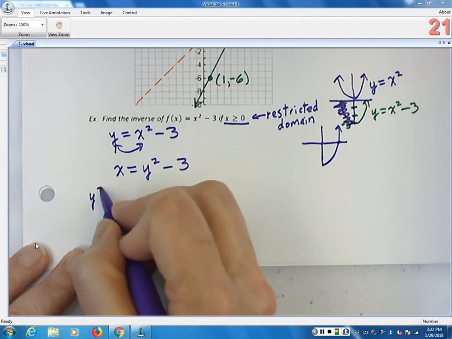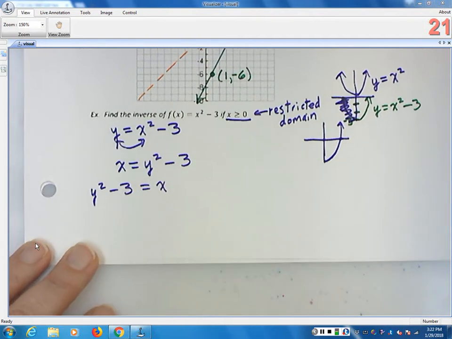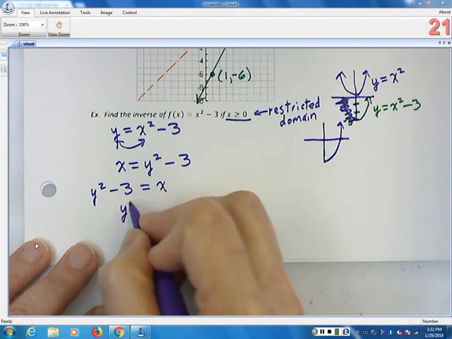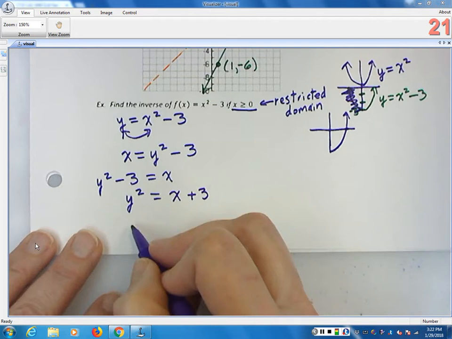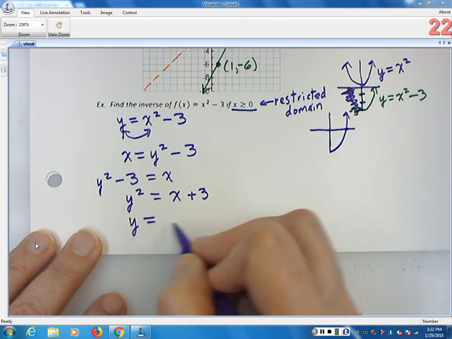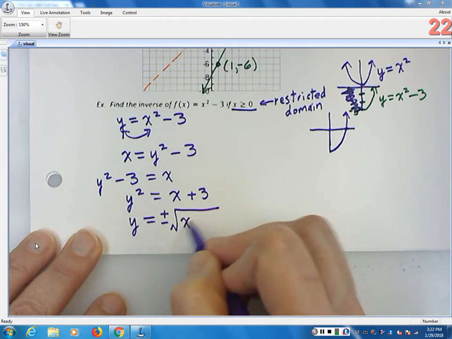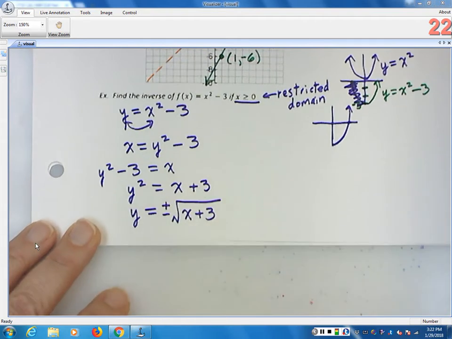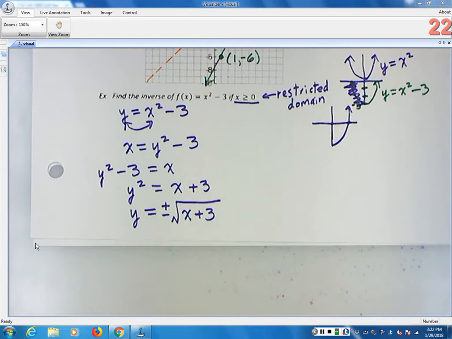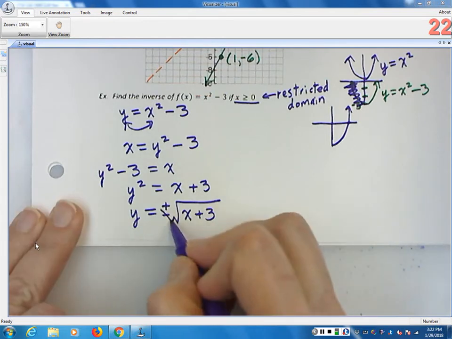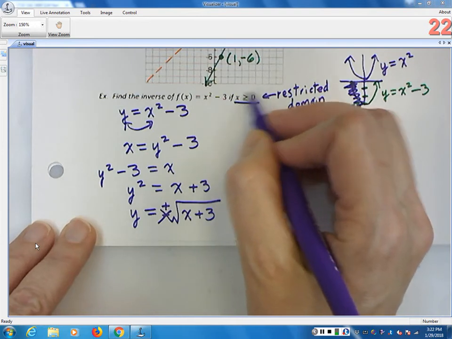y squared minus 3 equals x. I want to switch these around and add 3. And then we take the square root of both sides. And usually it's a plus or minus sign when we take the square root. But because of the original restricted domain, we're only going to get the positive one, the principal square root, because we were only doing this part.